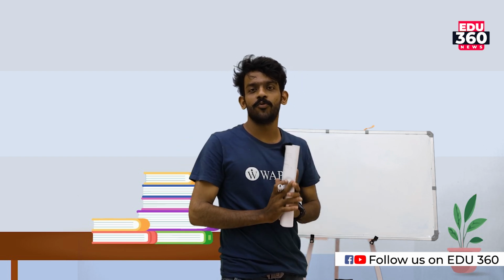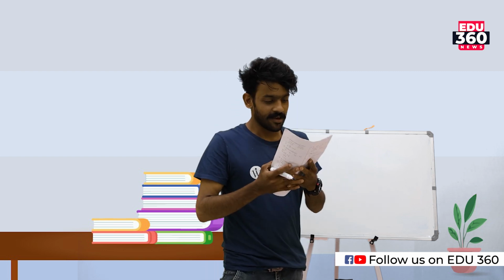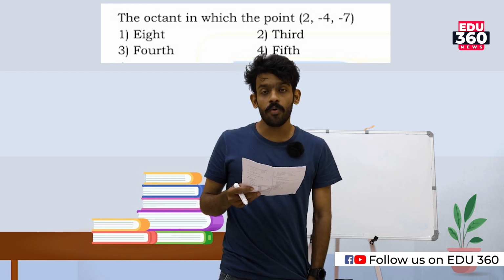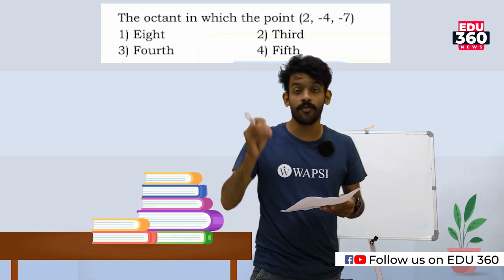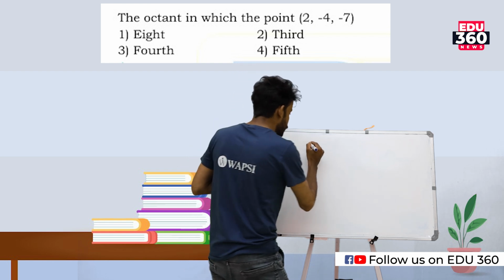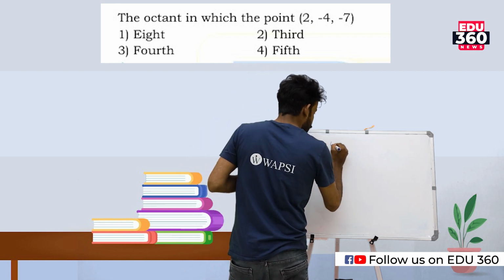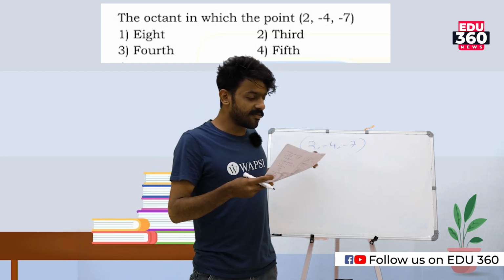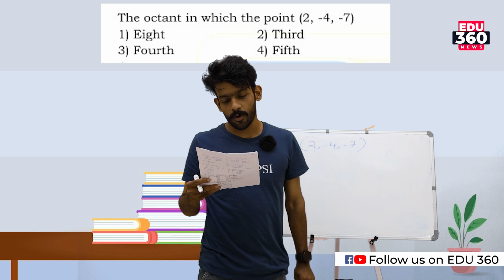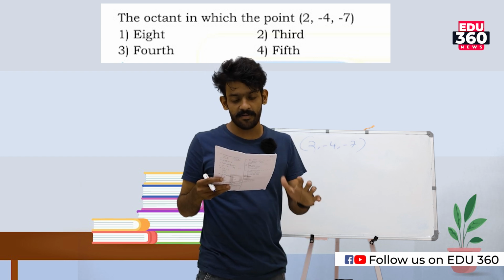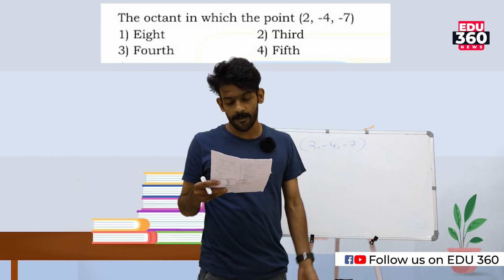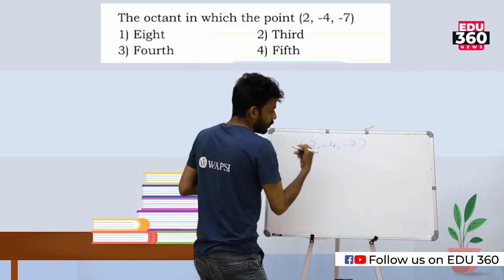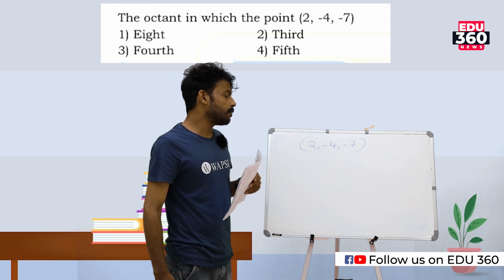So we are going to discuss today's first question. The question is: in which octant does the point (2, -4, -7) lie? So we need to find the octant in which this point belongs. You can see there are four options: the first one is 8th, the second is third, the next is fourth, and the last one is fifth.